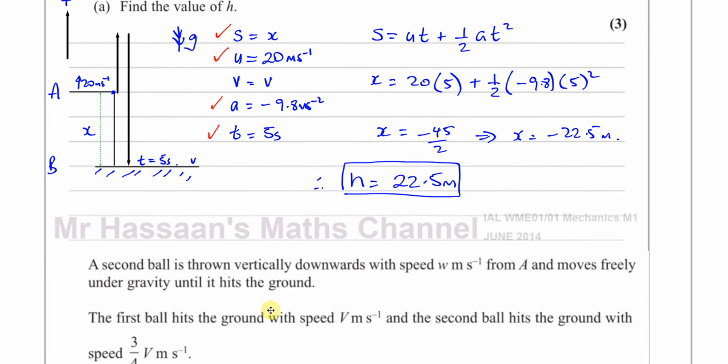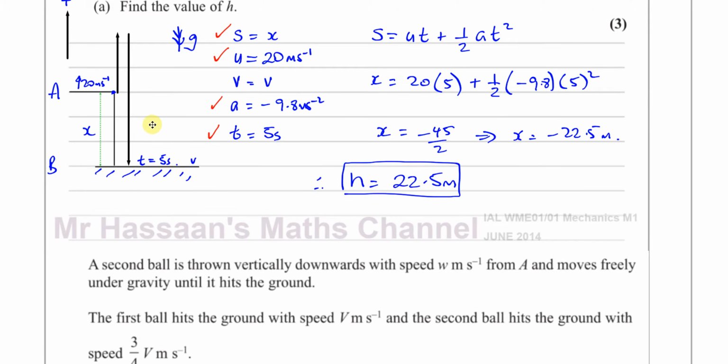So now we've got a situation where there's another ball thrown from A, but it's thrown vertically downwards with a speed W, and it moves freely under gravity. So therefore, we need to find the speed with which it was thrown. Now we know the displacement now. It's 22.5. And we also know what the acceleration is, which is G.